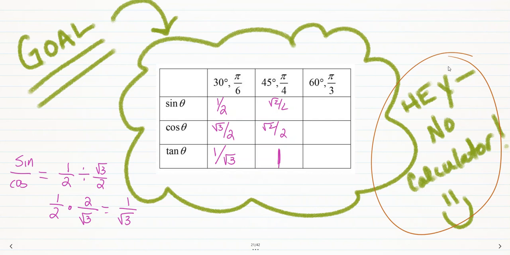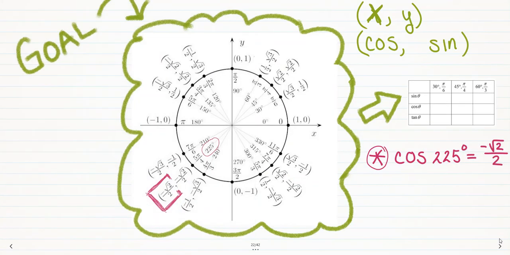And let me be clear that you understand, no calculator. You need to be able to do this from memory. Well, let me say you need to be able to do the sine and cosine from memory. And then you need to be able to use those sine and cosine to get the tangent. How do we do that? It's with the unit circle.